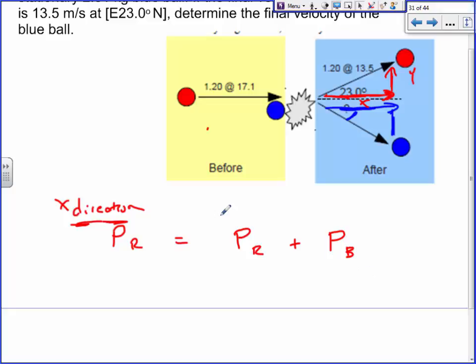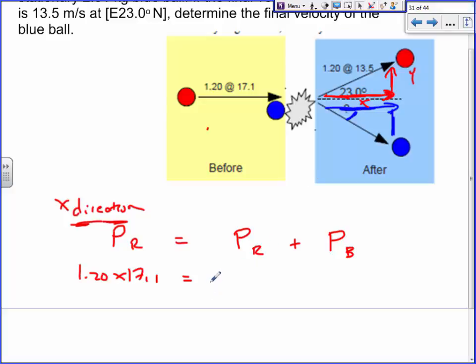Okay, so for red, its momentum before is going to be 120 times 17.1, because those are its mass and velocity measurements before. We need the momentum of the red one in the x direction, so we can use sine or cosine. Cosine, yes, because sine would give you the opposite. Cosine will give you the adjacent.